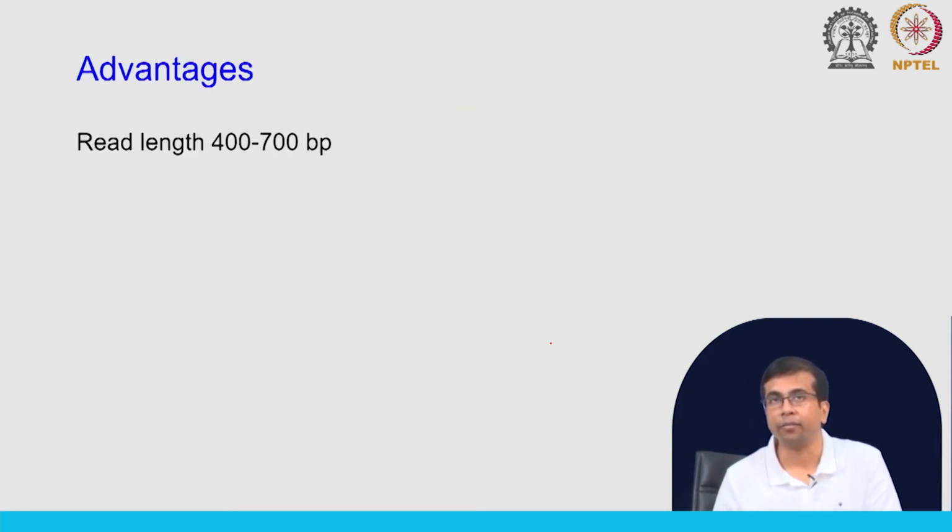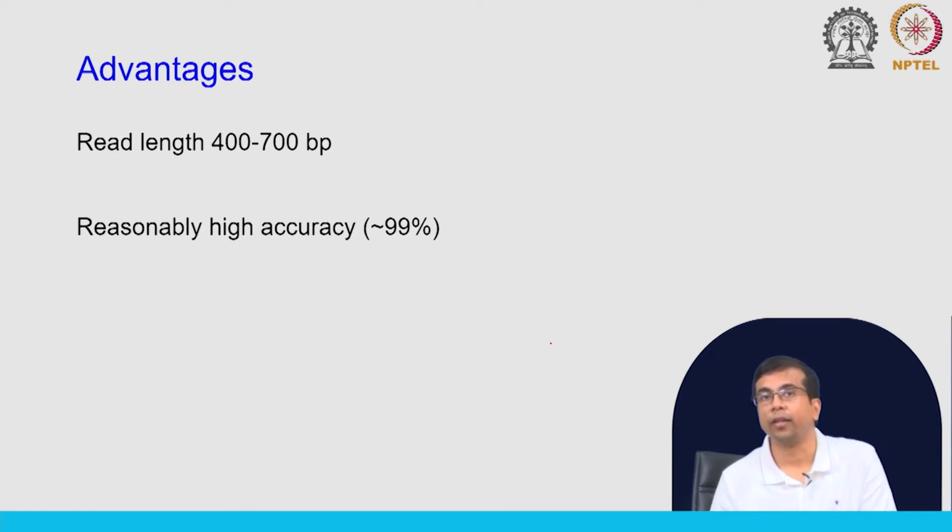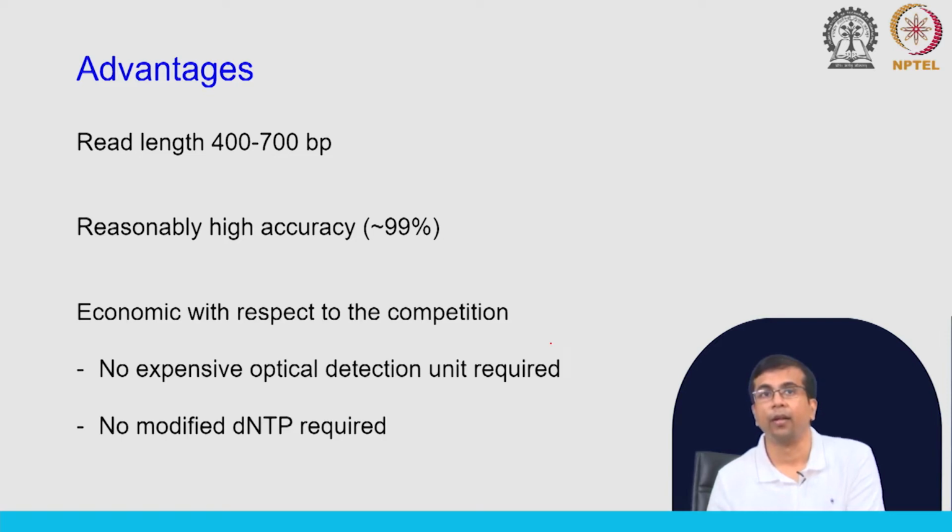So, what are the advantages of this method? This method gives us very similar read length as 454. So, it is about 400 to 700 base pair. It has reasonably high accuracy. As you probably remember 454 was also reasonably accurate and it is about 99% accuracy that you can get, which is good. It is also quite economic compared to the competition, because you do not need any optical detection unit, which could be a bit expensive and require a higher capital cost for that machine, whereas here you need less capital cost.